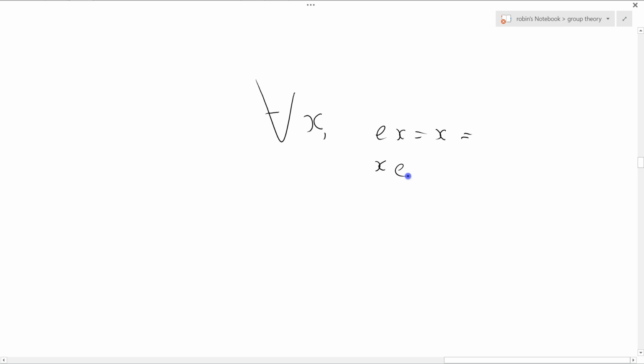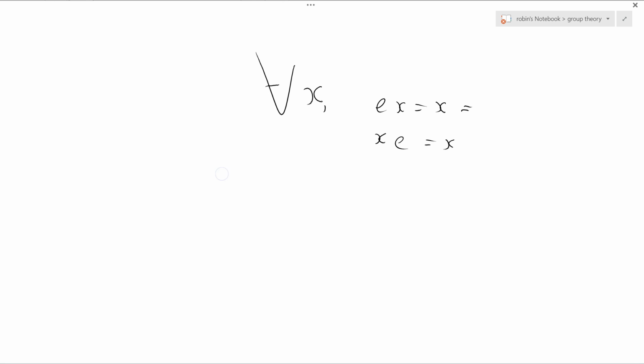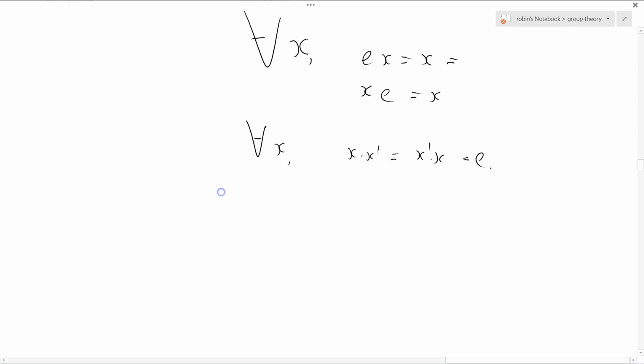and xe equals x. So what we say here is that E is a left neutral and a right neutral element, a left identity and a right identity. And also for all x, we know that x dash x equals x x dash equals the identity. So to multiply by x dash, you can do it on the right or the left, and you get back to the identity.